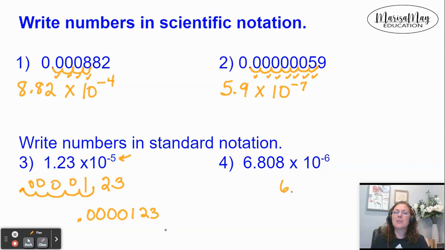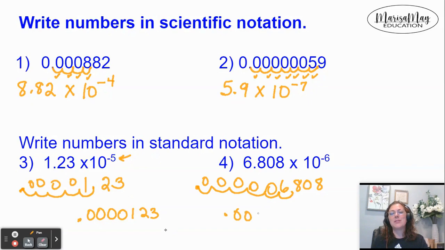One more time here. We'll take our 6.808 and I'm going to move my decimal 6 places to the left. There's 1, 2, 3, 4, 5, 6. And fill your empty scoops with zeros so that you get 0.00006808.